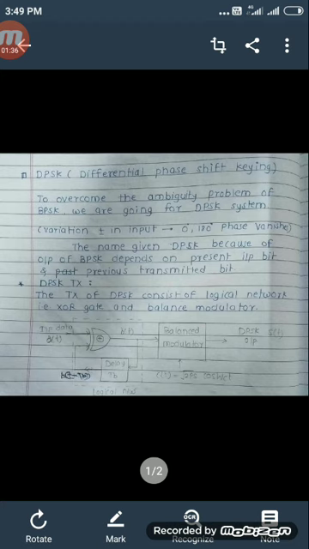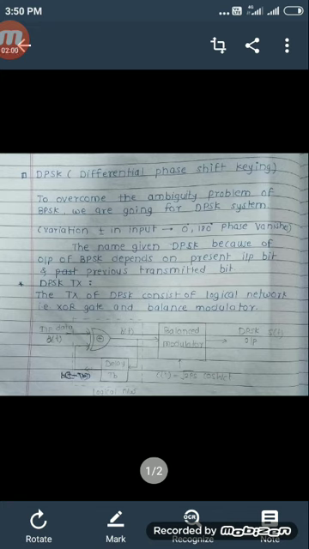Then here the name is differential phase shift keying. Why is the name given differential phase shift keying? Because in differential phase shift keying, we consider the present input bit and the previous transmitted bit. So that's why the name is given differential phase shift keying.